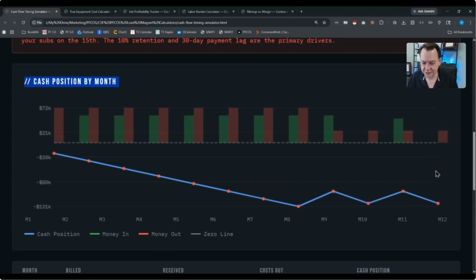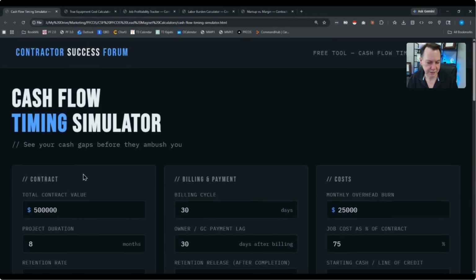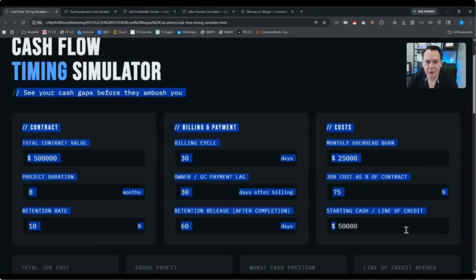And when you're waiting at least 60 days after the job to collect your retainage, that's all we're trying to do with this. Cash flow is one of the things that we talk about all the time, and all of these things are recurring themes on this podcast. So that's why I wanted to build these things.